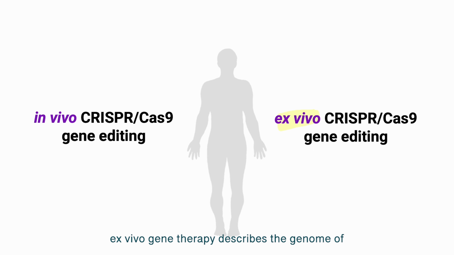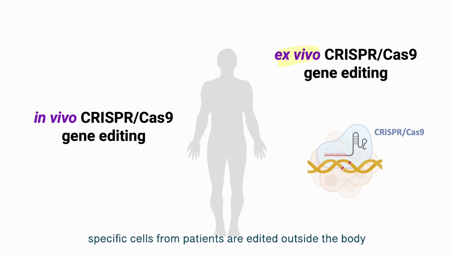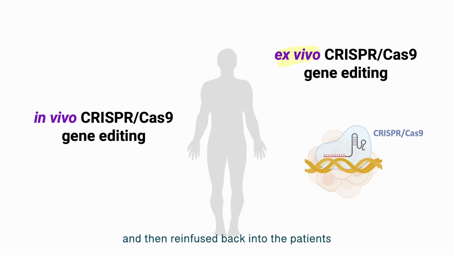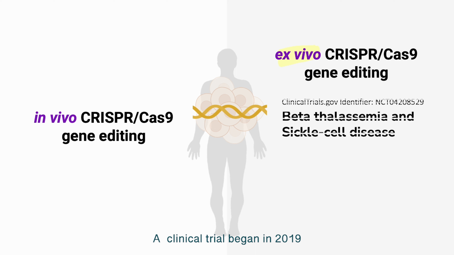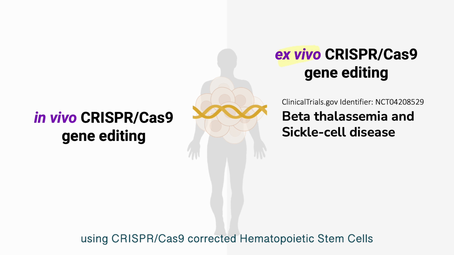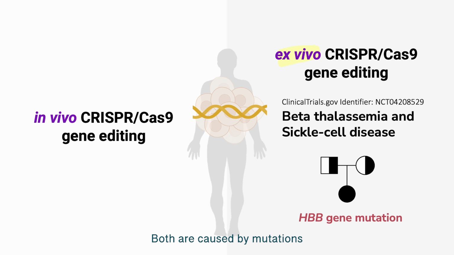ultimately restoring the visual cycle. Ex vivo gene therapy describes when the genome of specific cells from patients is edited outside the body and then reinfused back into the patients. A clinical trial began in 2019 using CRISPR-Cas9 corrected hematopoietic stem cells to treat red blood cell diseases, beta thalassemia and sickle cell disease. They are the most common monogenetic diseases worldwide with autosomal recessive inheritance. Both are caused by mutations in the hemoglobin beta subunit gene (HBB).